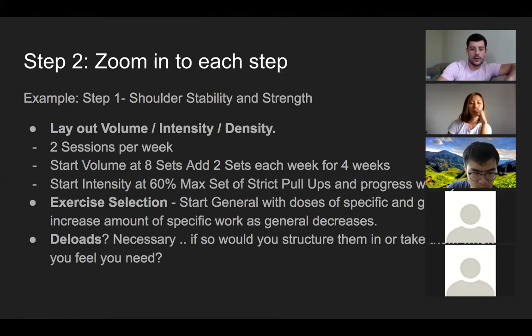So we're going to zoom in very quickly on each step. We're going to use step 1 as an example. If you're looking to develop that shoulder strength and stability, what you want to do is lay out volume, intensity and density sessions in that week. Say this is a 4-week block. A nice starting point might be 2 sessions a week, which you add on top of your CrossFit programming. You want to start your volume quite low.